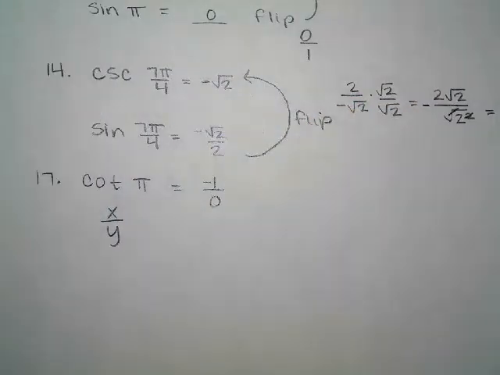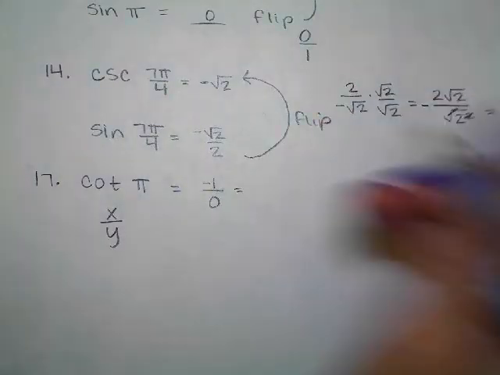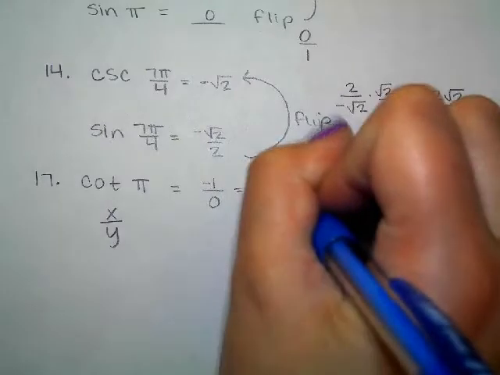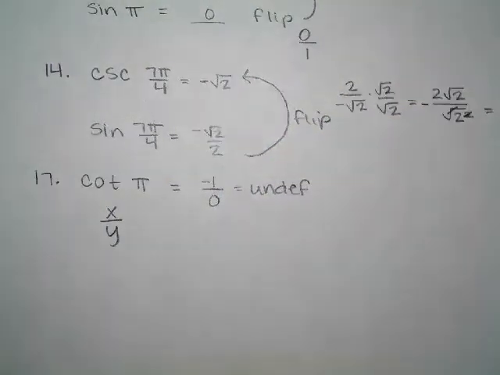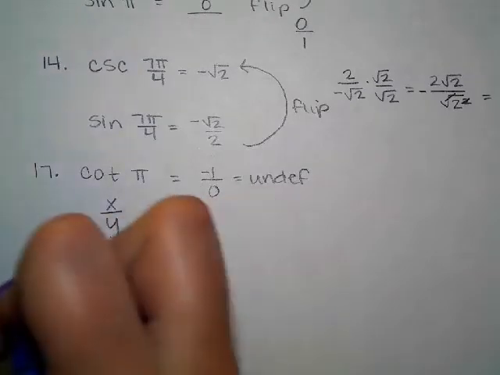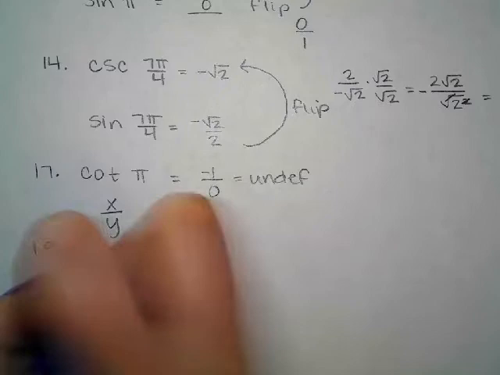And -1 divided by 0 is not 0, it's undefined. Oh, right, yeah, 'cause you can't divide by 0. That's silly. All right, we're going to look at 19.